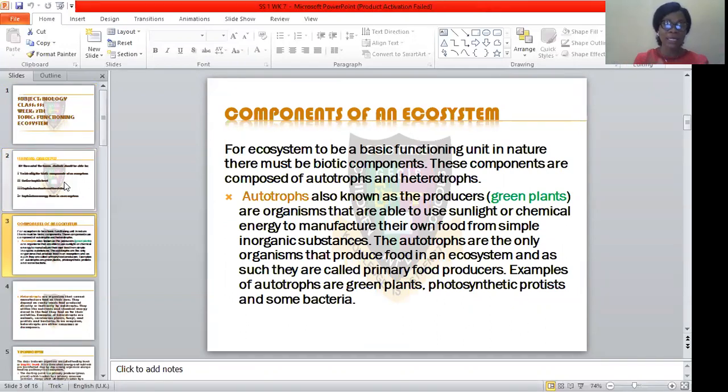They are organisms that are able to use sunlight or chemical energy to manufacture their own food from simple inorganic substances. The autotrophs are the only organisms that produce food in an ecosystem, and as such, they are called primary food producers. Examples of autotrophs include our green plants, photosynthetic protists, and some bacteria. These and many more are examples of our autotrophs.